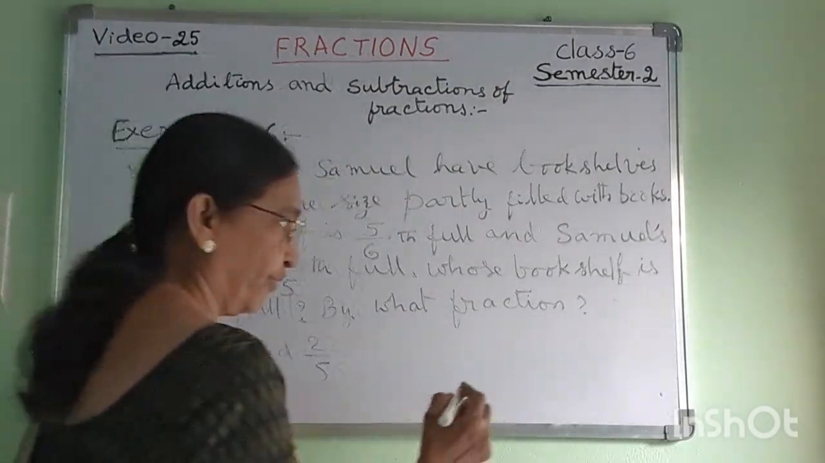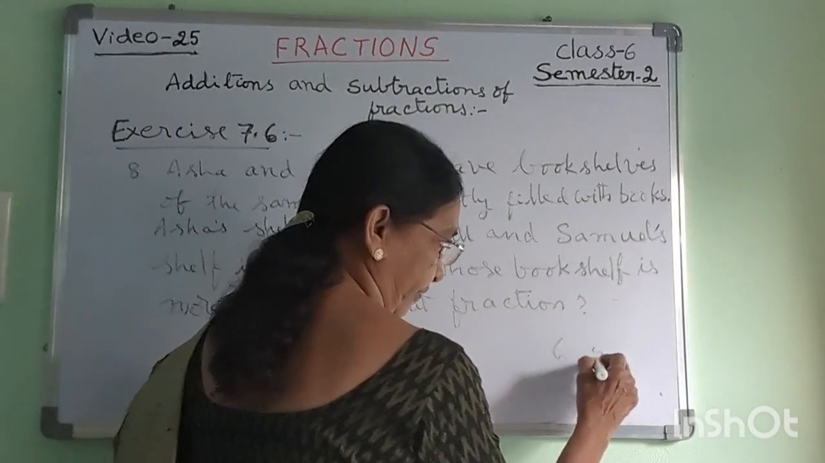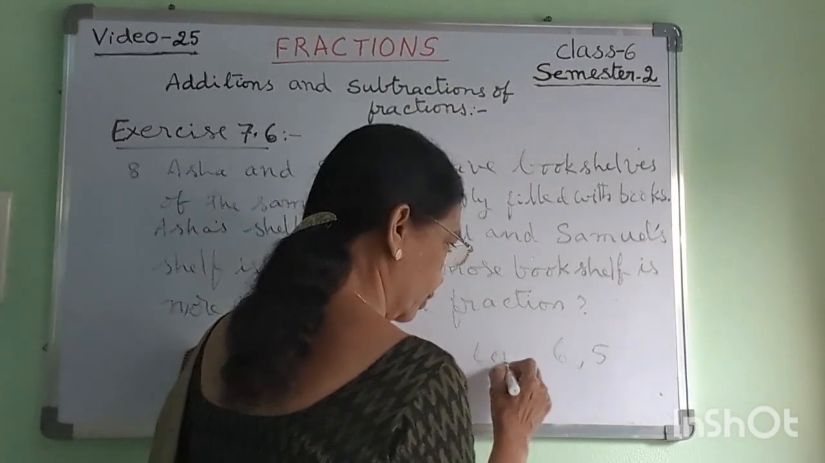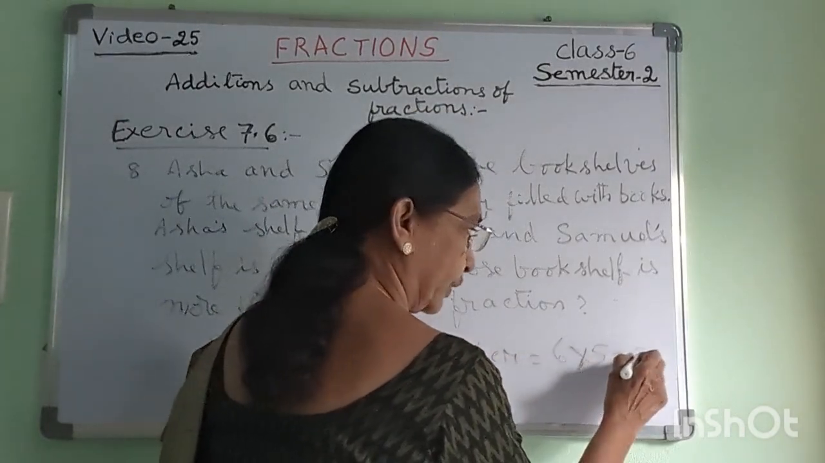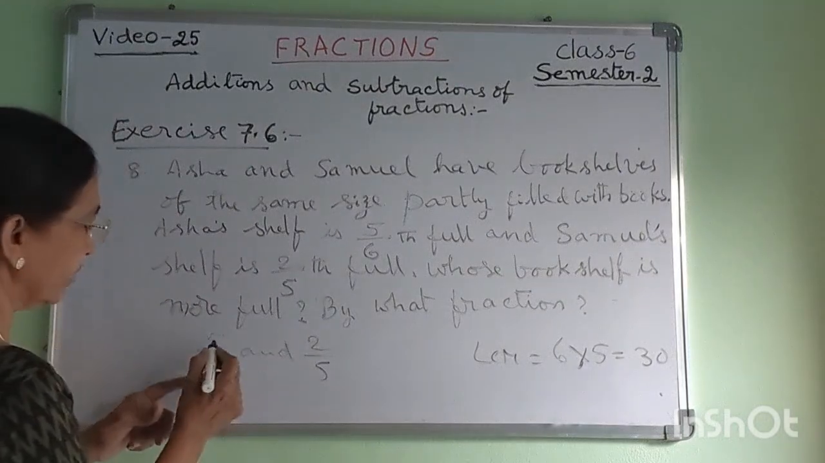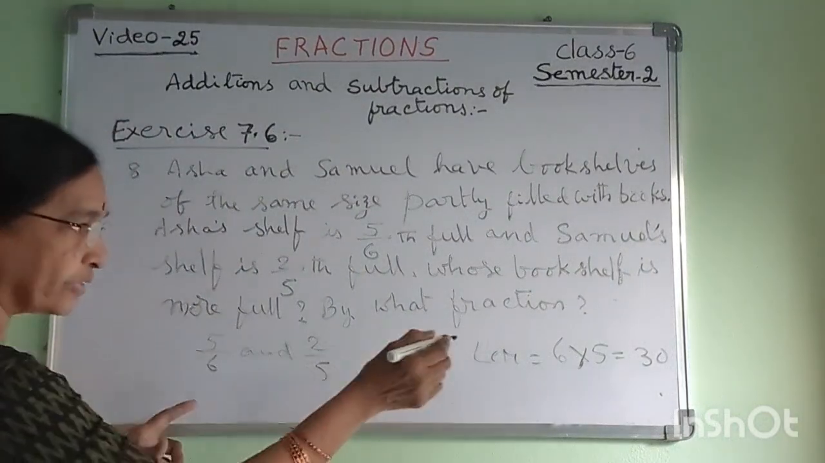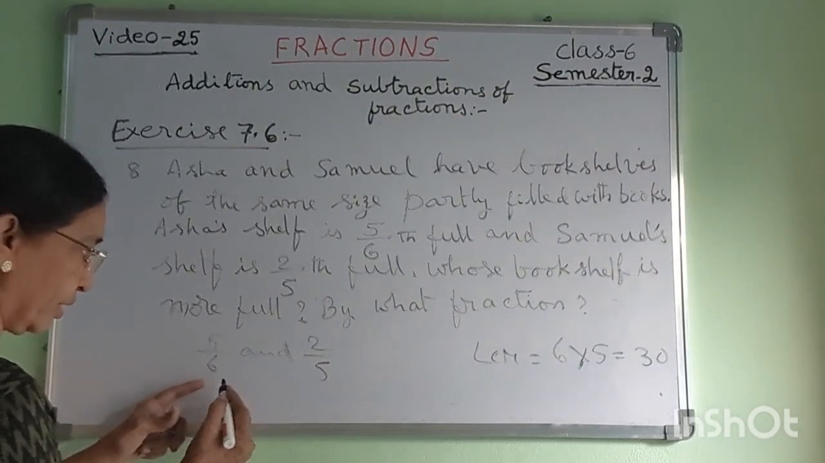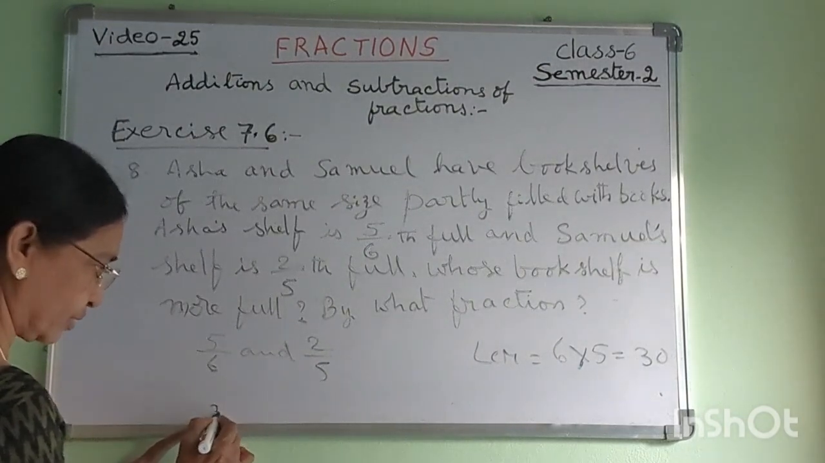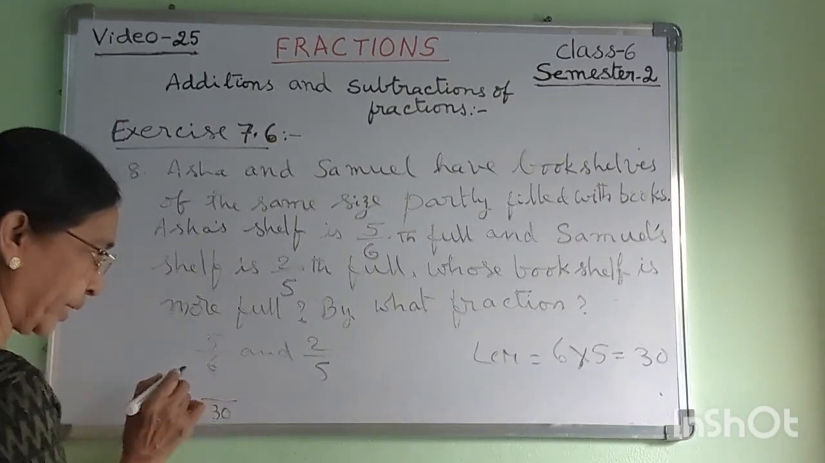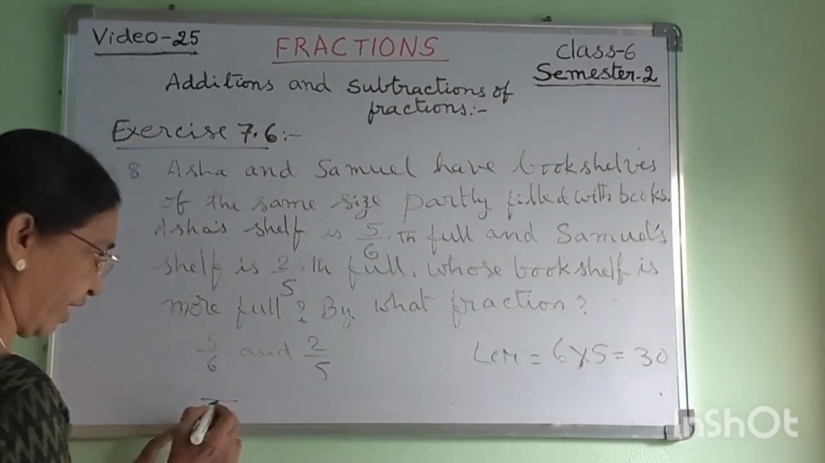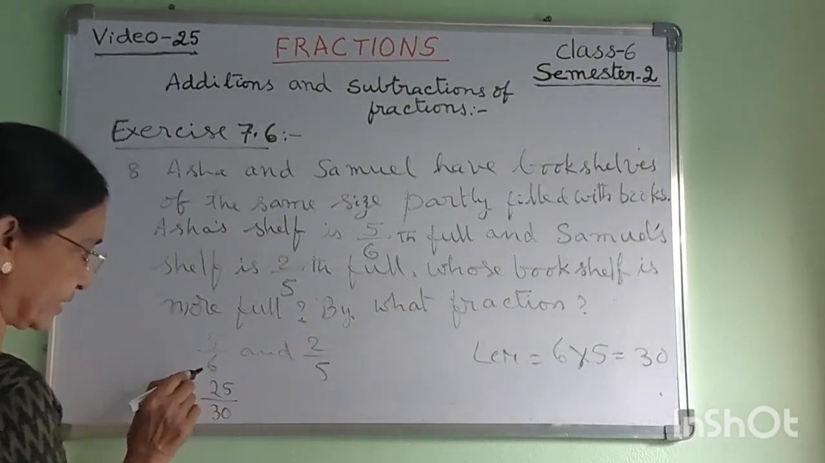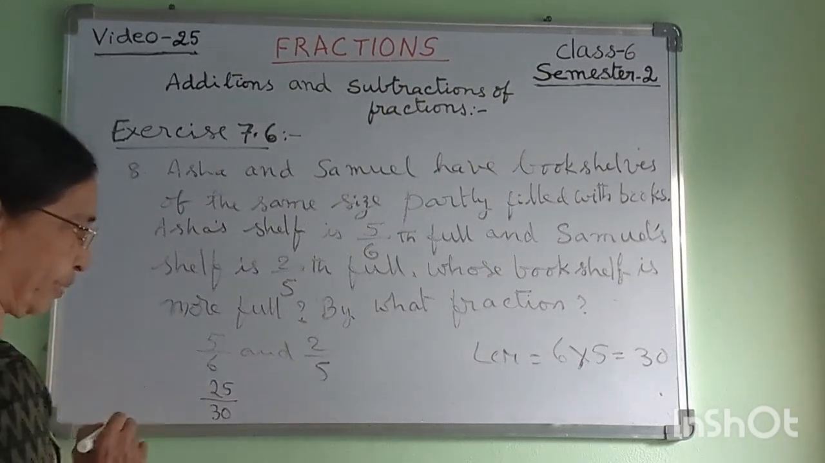To compare the fractions also we have to write the equivalent fractions whose denominators are the same. So find the LCM of 6 and 5. As there is no common factor for 6 and 5, LCM is equal to their product, so 30. So we will write the equivalent fraction of 5/6 having 30 as denominator. If we multiply by 5, we get 30 in the denominator. So we will multiply both numerator and denominator by 5. 5 5s are 25, 5 6s are 30. 5/6 is equal to 25 by 30.